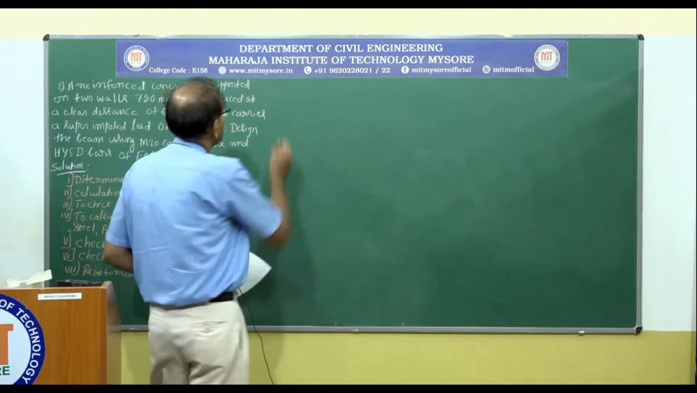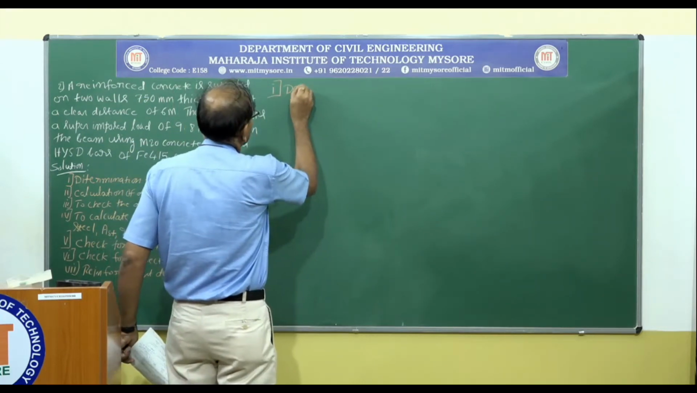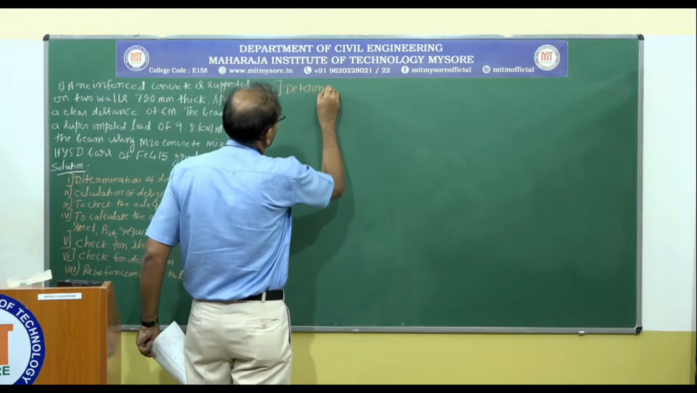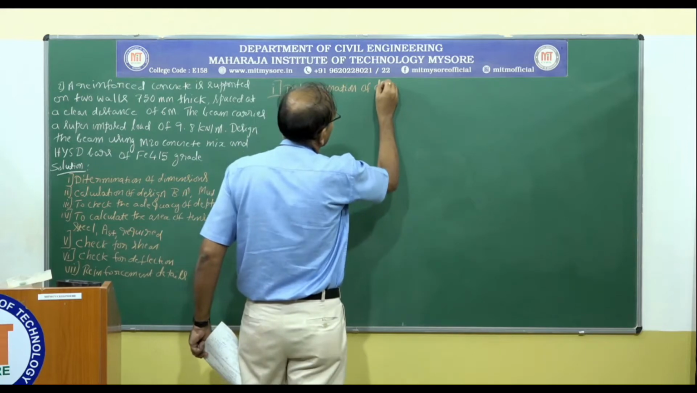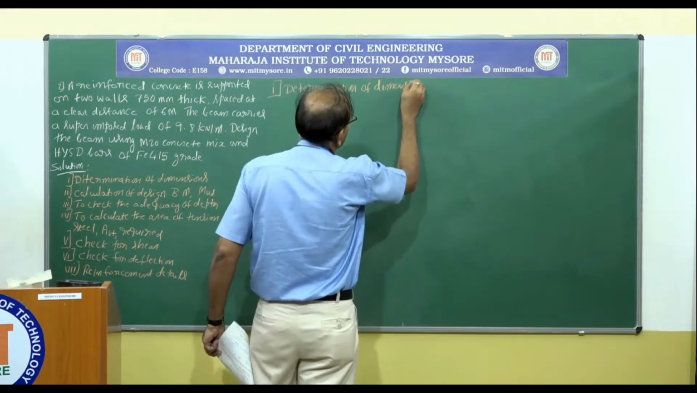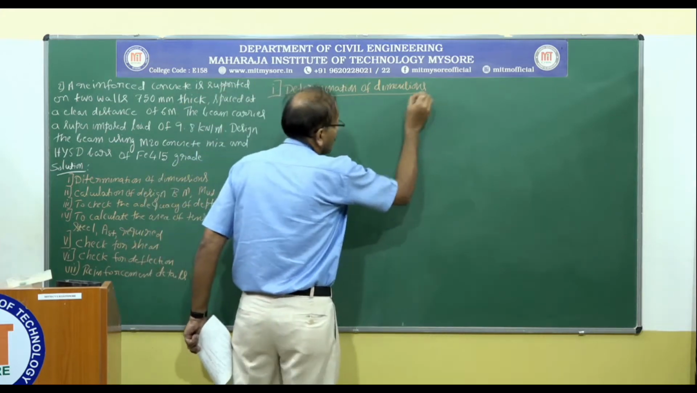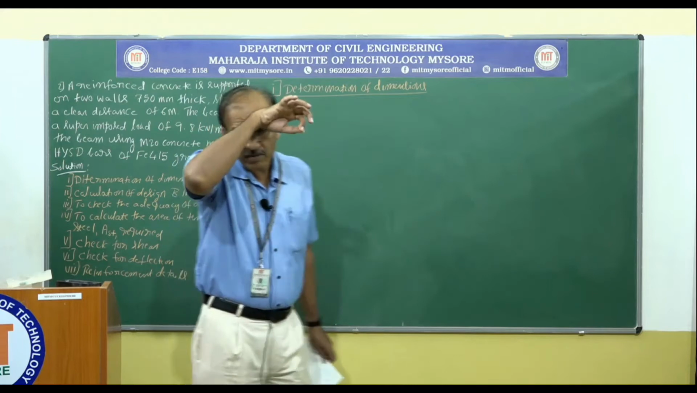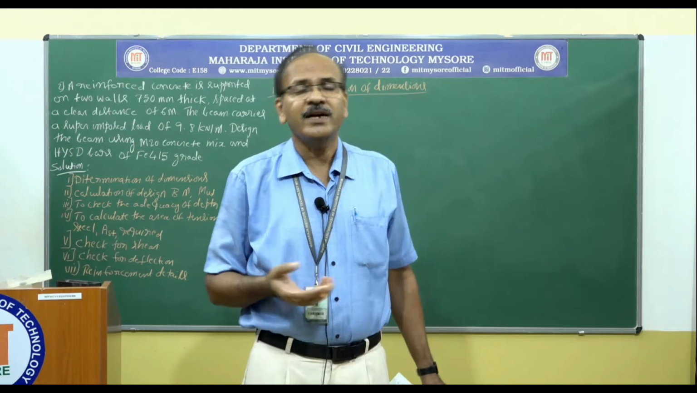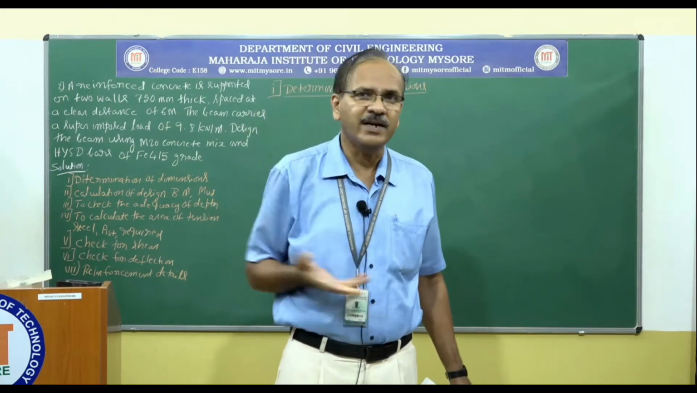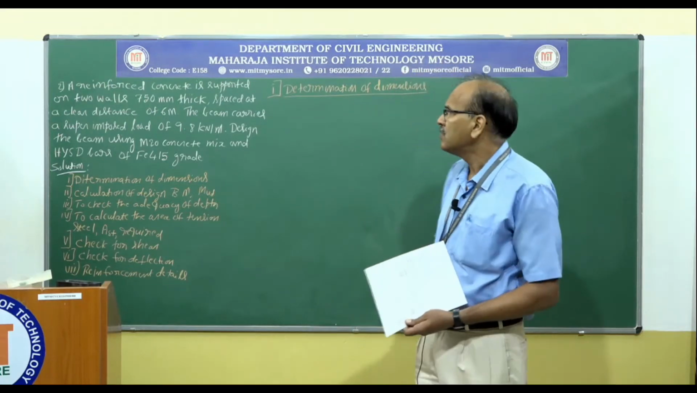Let us go with the first one. What is the first step? Determination of dimensions. What is the meaning of determination of dimensions? We need to determine the cross-sectional dimensions, breadth and the depth. So before going further, let me read the problem for you.